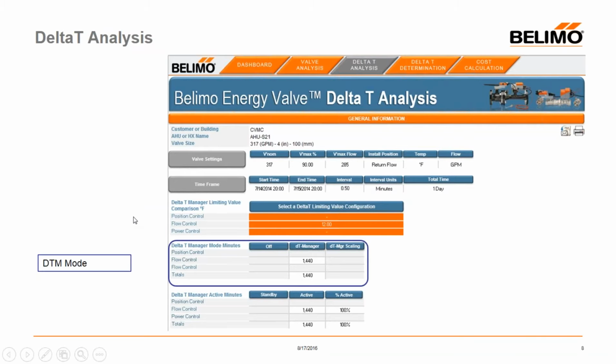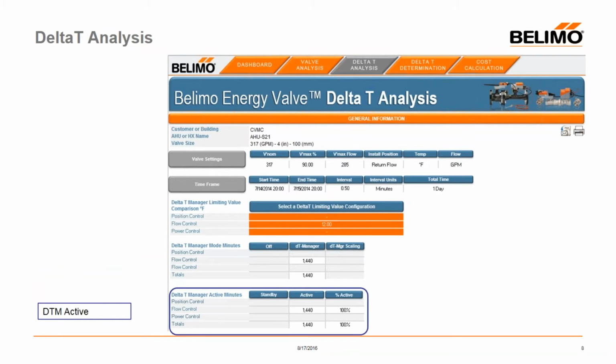The next box down is delta T mode. This is going to tell you how many minutes that the delta T manager was turned on or off. For instance, for that entire one-day period of time, the delta T manager was always turned on, ready to be used if needed. The next one is how many minutes it was active. And as you can see in this particular scenario, it was turned on for 1,440 minutes, but it was always active. It means in this particular data set, for this one-day period of time, the delta T manager was in control of the valve for the entire time period.